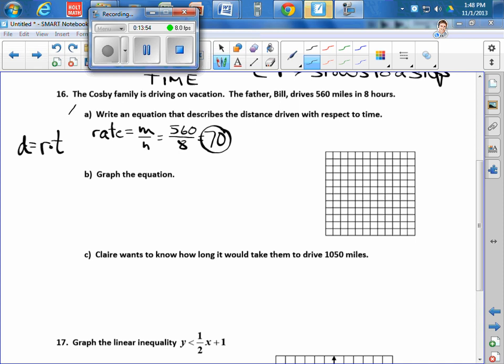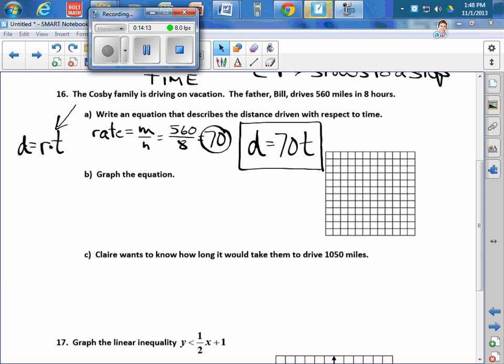So we're going to plug this into the formula. Here's the equation that we're looking for. D is equal to, the distance is equal to 70 times T. 70T. That's the equation. That's the answer we're looking for here. Now we're going to graph the equation.